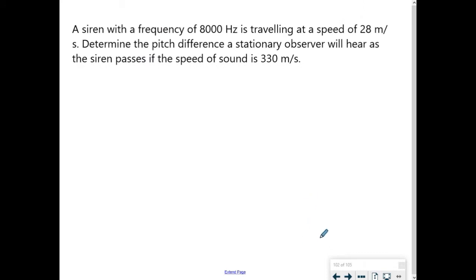Here's basically the exact scenario we just watched in the YouTube video. Say there's an ambulance, and the ambulance has a frequency of 8,000 hertz, which is ridiculously high. And the ambulance is traveling 28 meters per second. What would you hear as the difference between pitches if the speed of sound is 330?